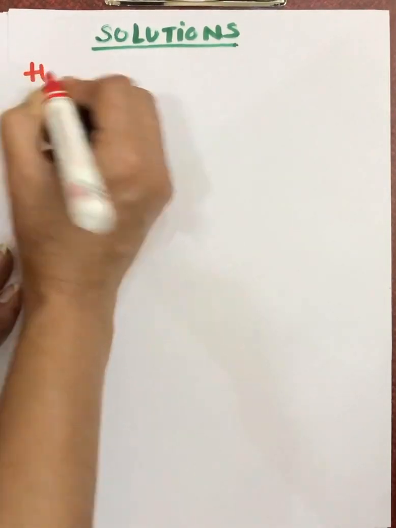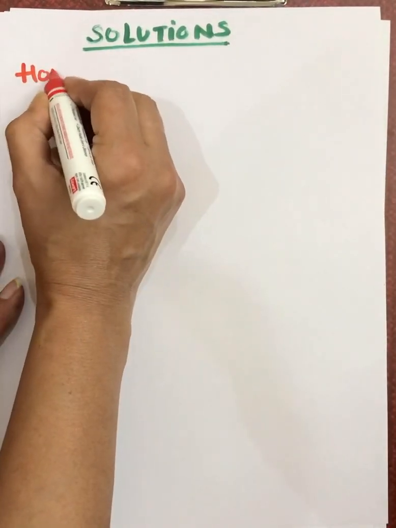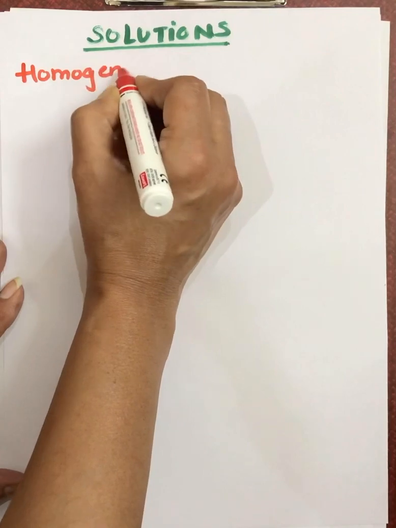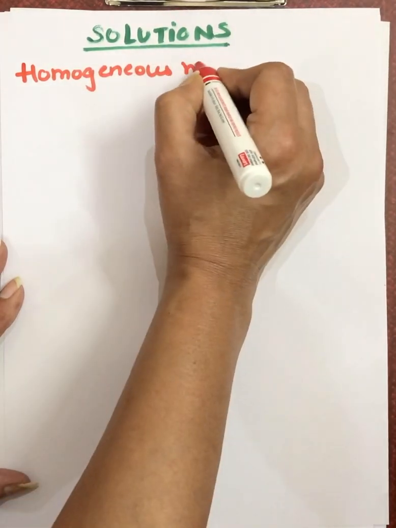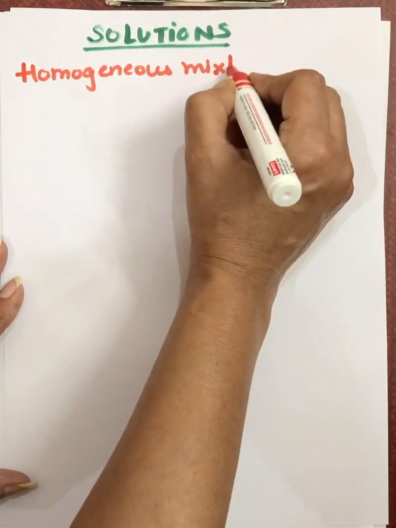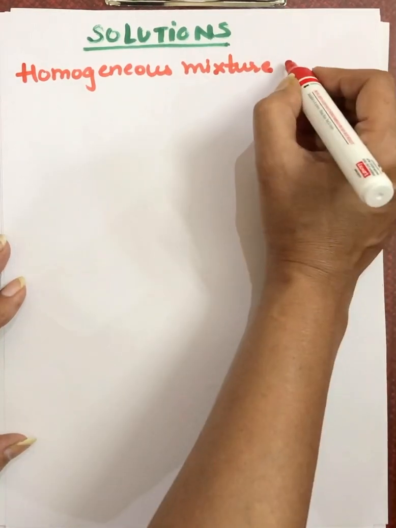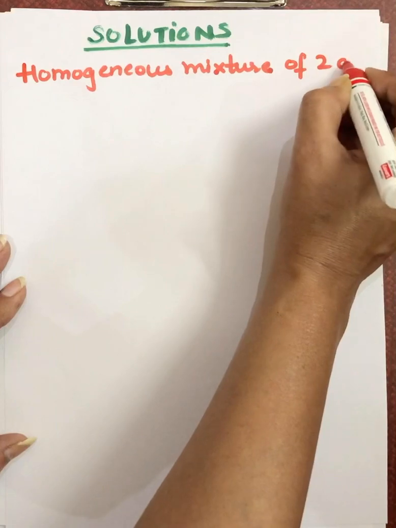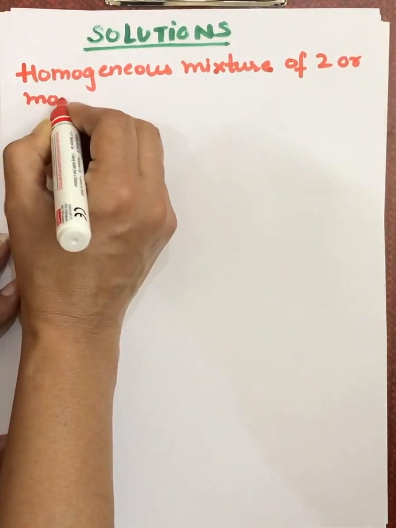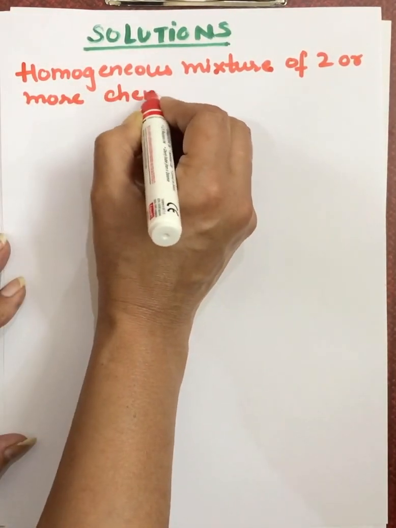What is a solution? It is a homogeneous mixture. Homogeneous means uniform. Last time we did the mixture types, homogeneous and heterogeneous mixtures, and we have done that solutions come under homogeneous mixtures of two or more.